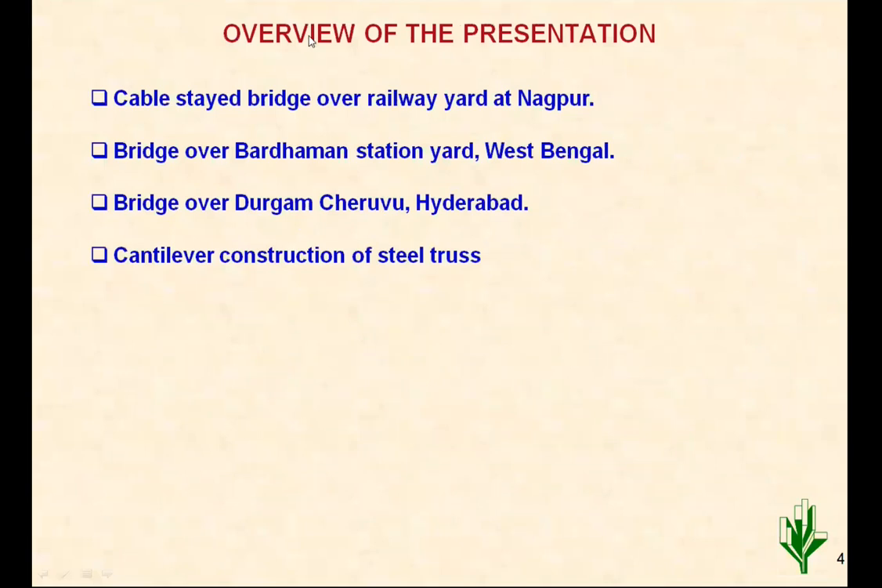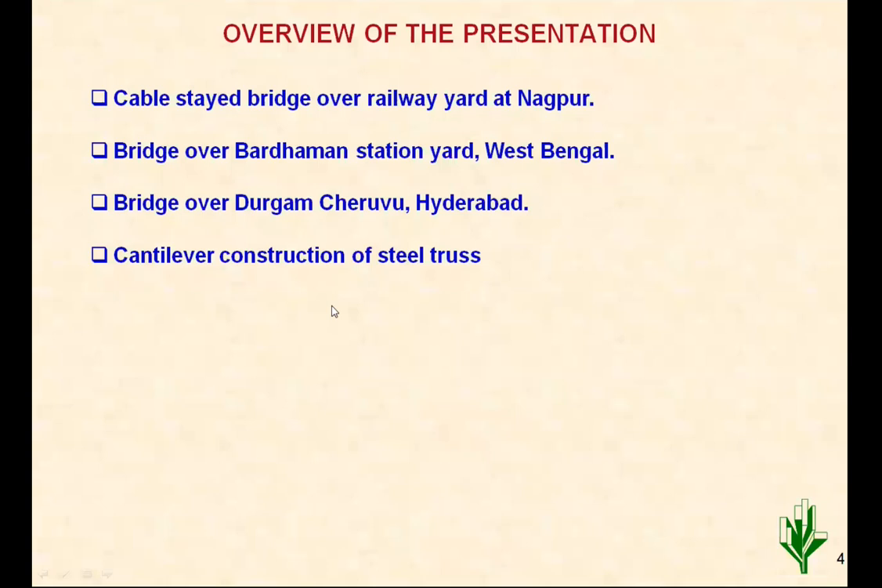So the overview of the presentation is that I'll explain these three case studies, and then the cantilever construction of steel truss, which is taken for understanding the impact of the construction method on the service design, the member sizing and all. That is very easy to explain as compared to cable stayed bridges. So I have purposely taken the cantilever construction of steel trusses. So one by one we will go.